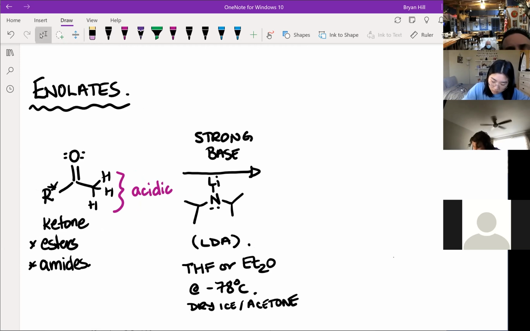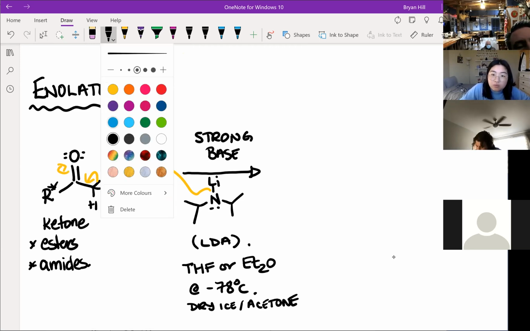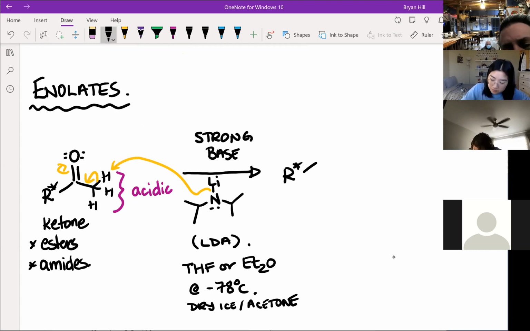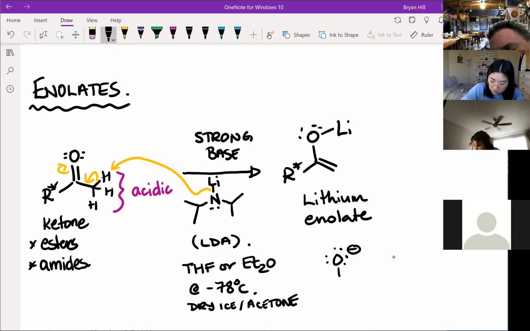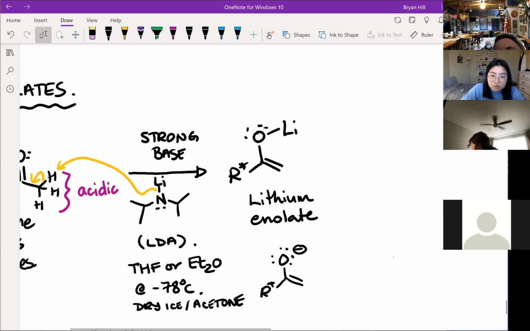And so what happens when the protons get deprotonated is, we'll draw a little mechanism here. Electrons grab the proton, electrons move up to the oxygen, and we end up with, I'll call this R star, what we would call a lithium enolate. A typical enolate, which we would have seen before, is just with a negative charge here. But lithium enolates are actually stable at minus 78, so it's a relatively stable enolate.